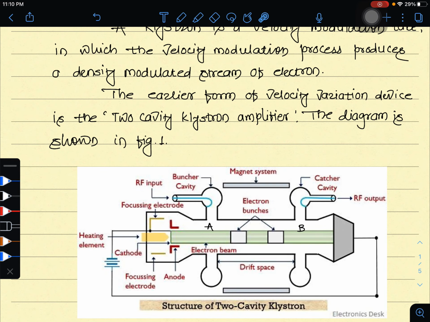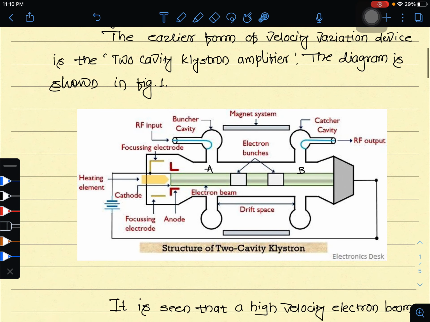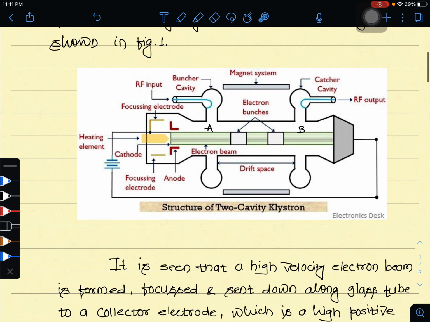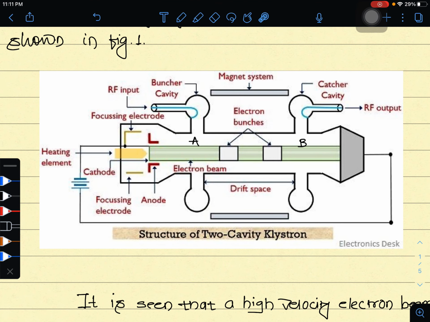Nowadays, the velocity variation device most often seen is the two cavity klystron amplifier. So we are discussing this amplifier, the two cavity klystron amplifier. We see here the diagram of that two cavity klystron. Now let us explain this diagram.